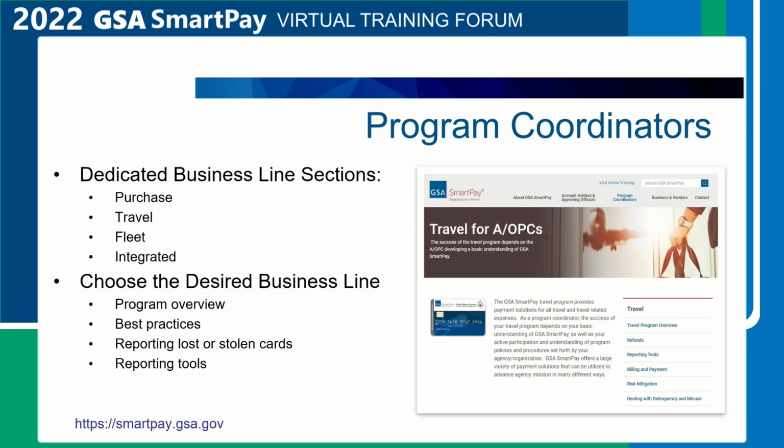All program coordinator specific information can be found under the Program Coordinator tab in the main top navigation. To account holders and approving officials, the program coordinator information is organized by business line: purchase, travel, fleet, and integrated. Choose the desired business line to find information about program overview, best practices, reporting a lost or stolen card, reporting tools, and more.